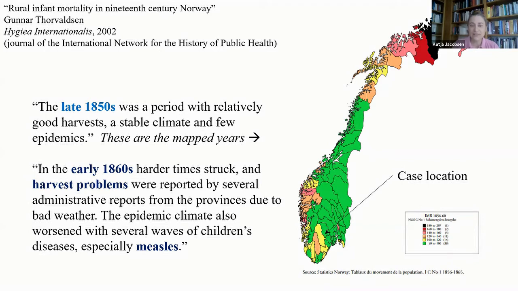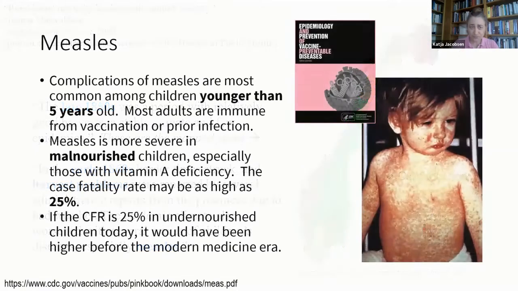The epidemic climate also worsened with several waves of children's diseases, especially measles. So this case study is from 1863. And even though the case was in a relatively low, maybe 10%, infant mortality area in the late 1850s, this is an area that was heavily affected by that bad weather that created malnutrition. And that would have made kids more vulnerable to measles.